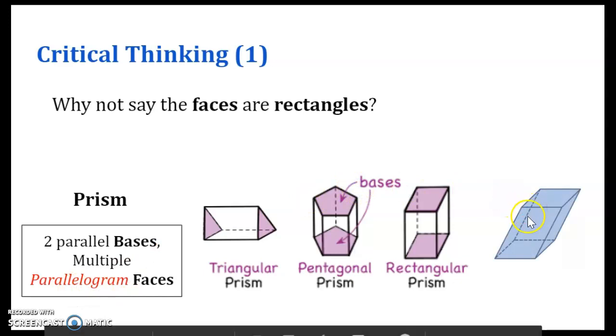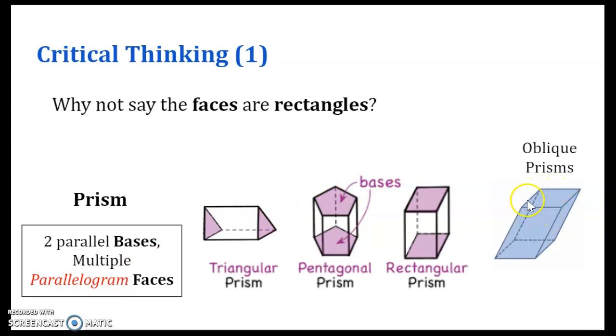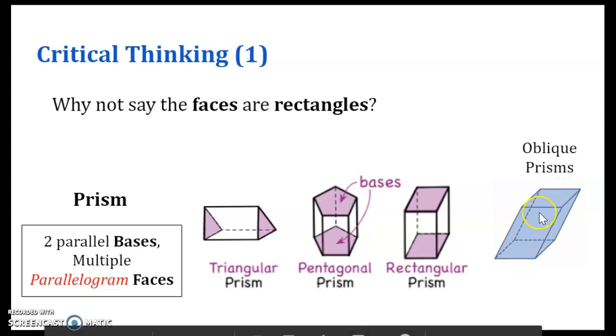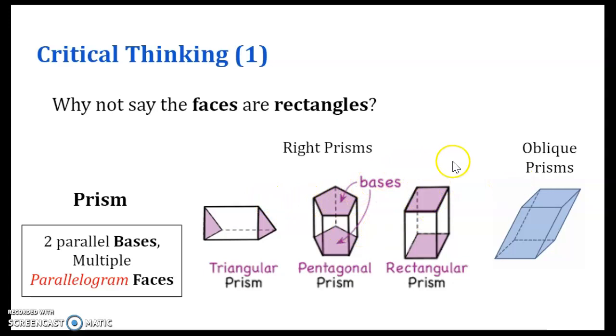Because this is also a prism, and we call this an oblique prism. See, by the definition, the two bases have to be parallel to each other. It does not say they need to be right on top of each other. They need to be parallel to each other, and it needs to have multiple parallelogram faces. So this will be an oblique prism, while we call this the right prism.